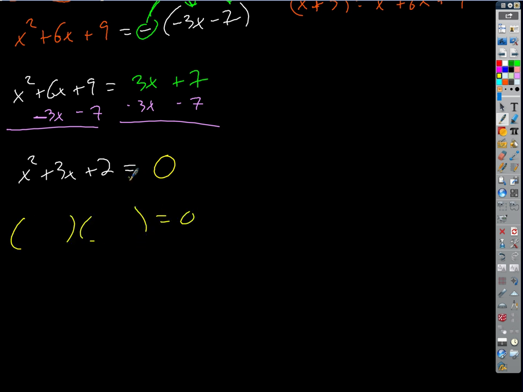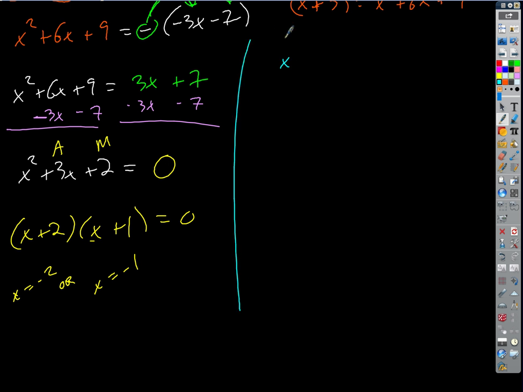I can't believe it. They have to multiply to 2 and add to 3. So x plus 2 and x plus 1. So what are my solutions then? 2 and negative 1. Okay, so we get x equals negative 2 or x equals negative 1. So we'll just try both those out and see what we get.